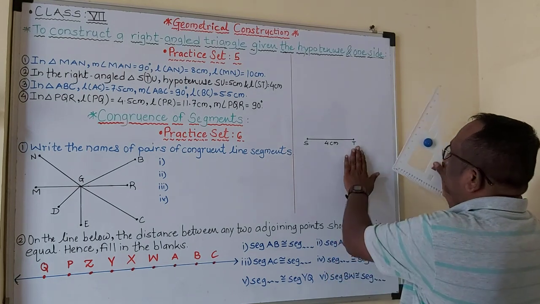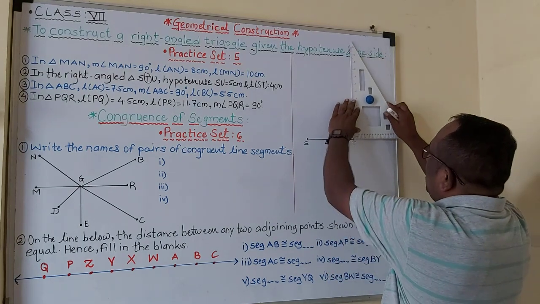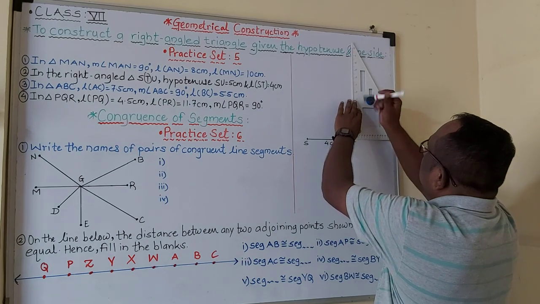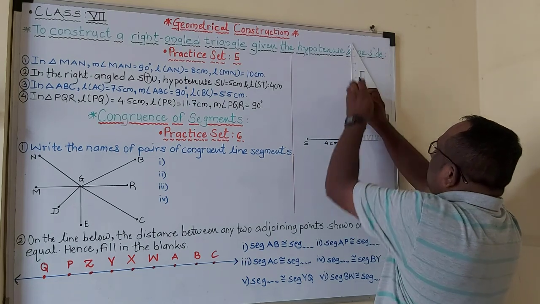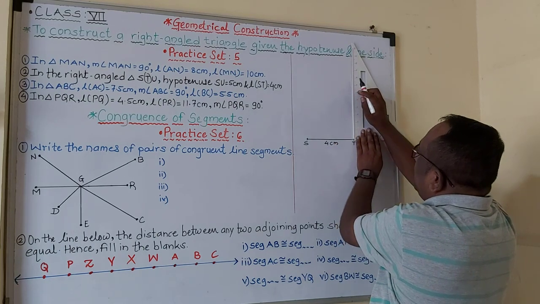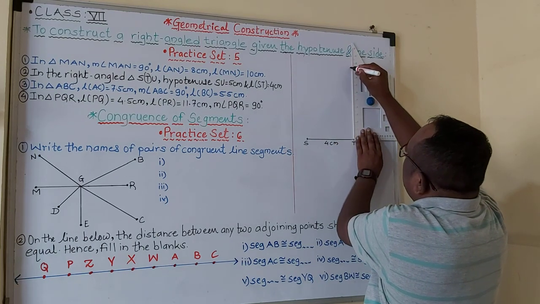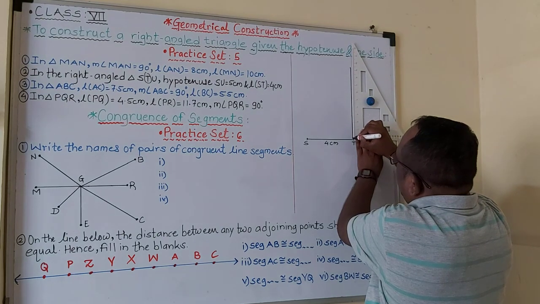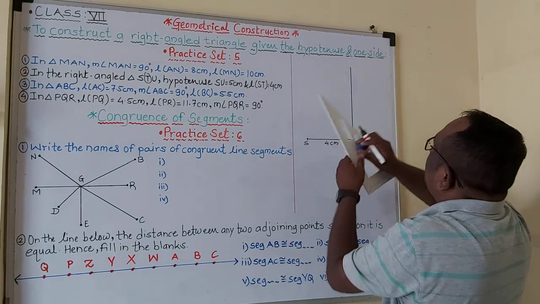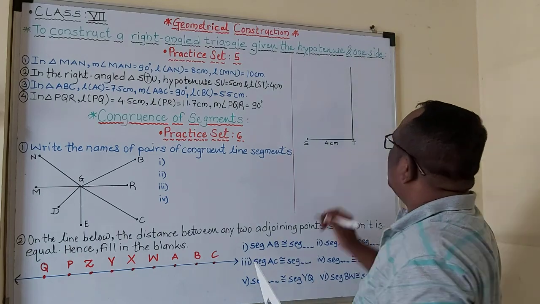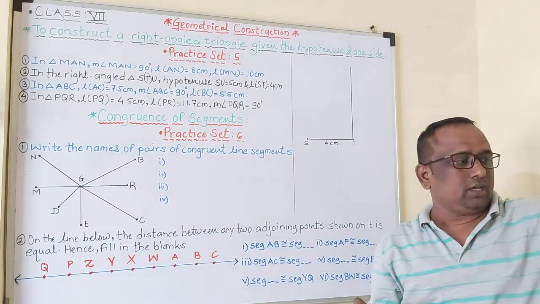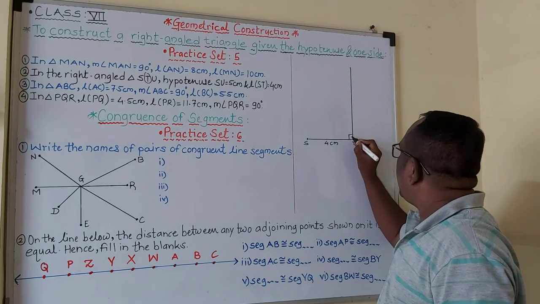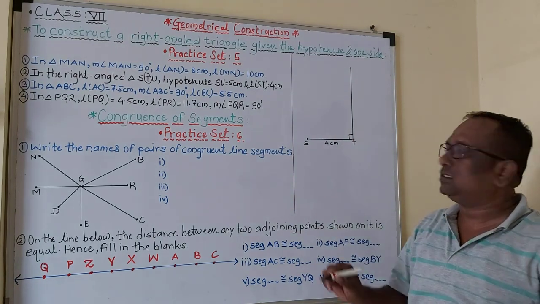So from T we have to draw here. Keep the set square straight at point T and then draw a straight line. Okay, so now here we got a right angle denoted by this symbol.